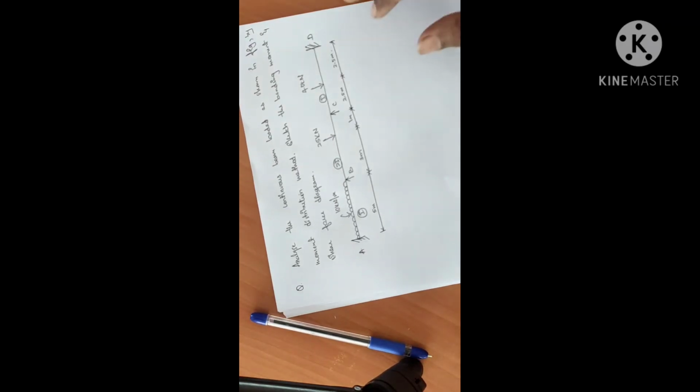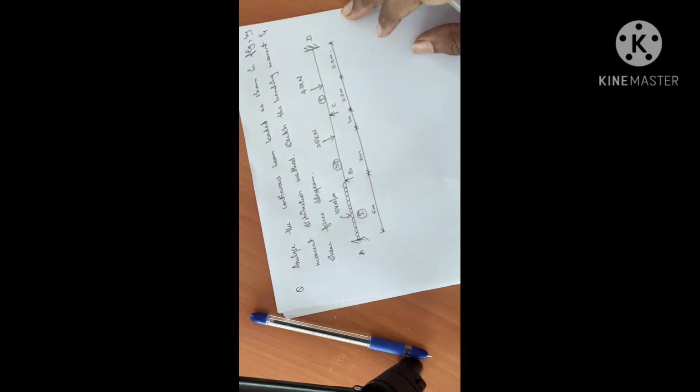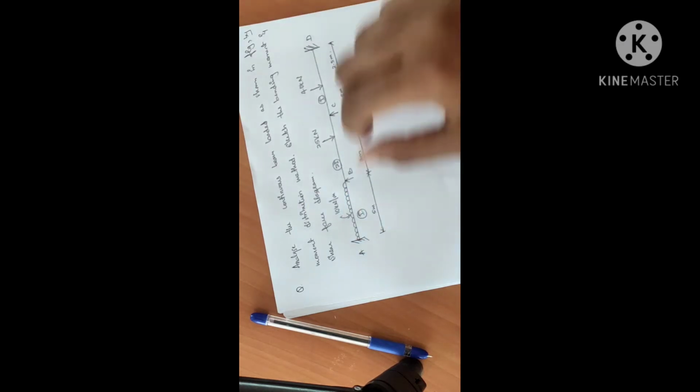Okay, as you see, this is the question. Analyze the continuous beam loaded as shown in the figure by moment distribution method. Sketch the bending moment and shear force diagram. So you have joints A, B, C, and both far ends are fixed. This is by the moment distribution method.